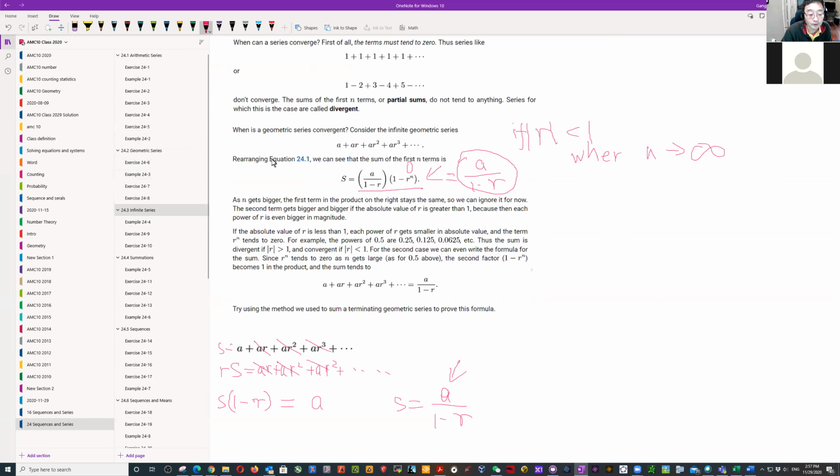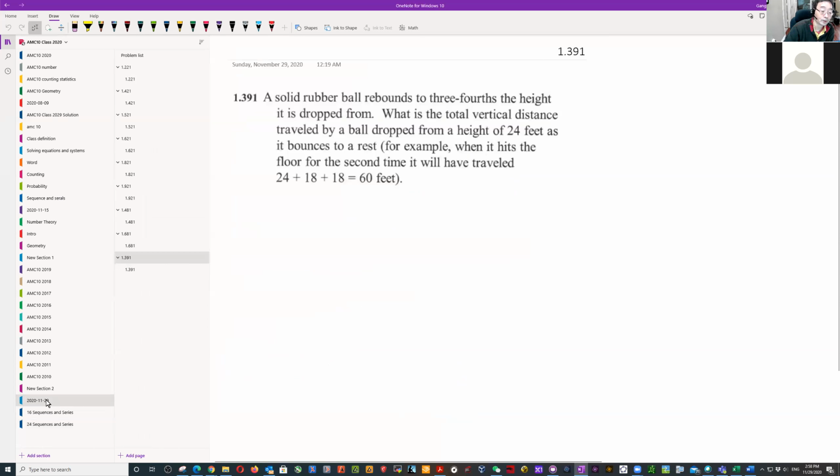Okay, so after this preparation, I think we are finally ready to solve the problem that I think Sharon provided. A solid rubber ball bounces to 3/4 of the height it is dropped from. What is the total vertical distance traveled by a ball dropped from a height of 24 feet as it bounces to rest? For example, when it hits the floor for the second time, it will have traveled 60 feet. So it's 24 plus 18 plus 18.